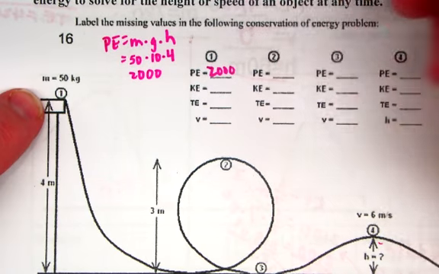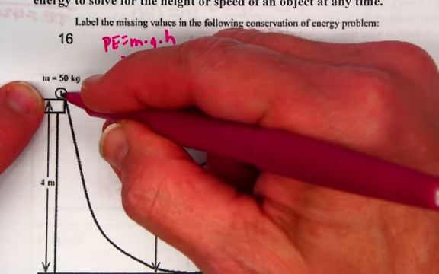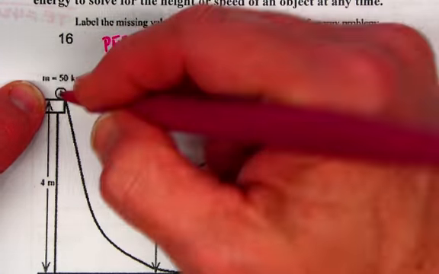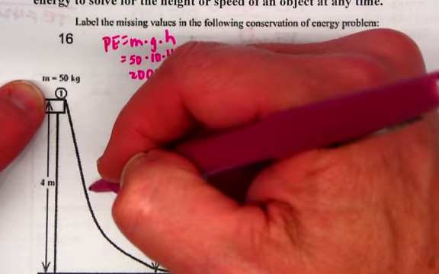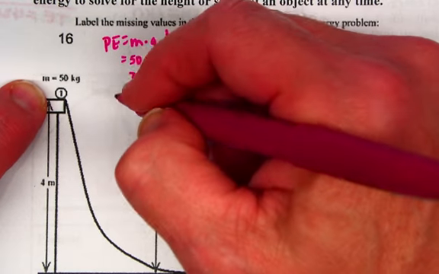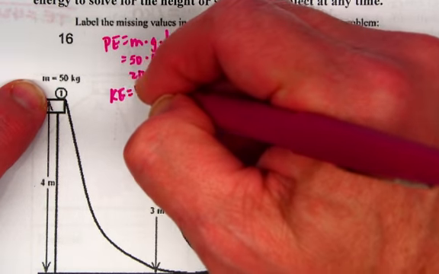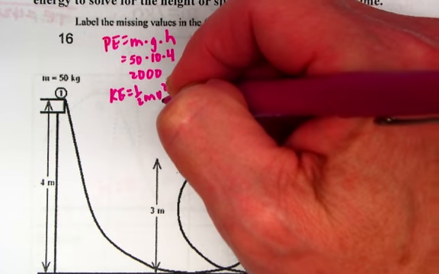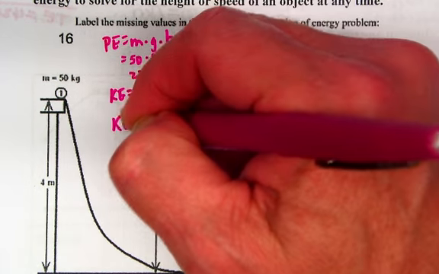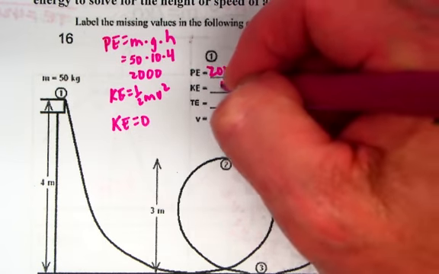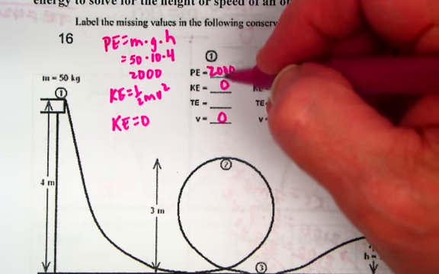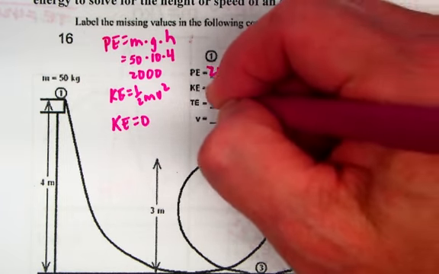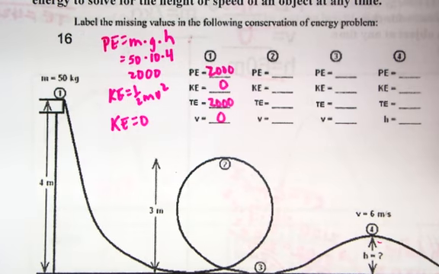We can assume that the speed of the object at the top is 0 because it's at rest before it starts to move. So that tells us kinetic energy, which is 1/2 mv squared. We can think of the v as 0. Our kinetic energy is going to be 0. Therefore, the total energy is just add up those two. 2,000 plus 0 gives us a total energy of 2,000.